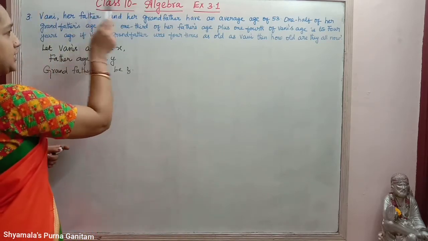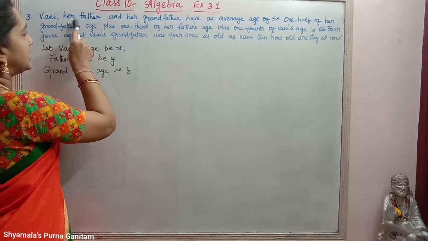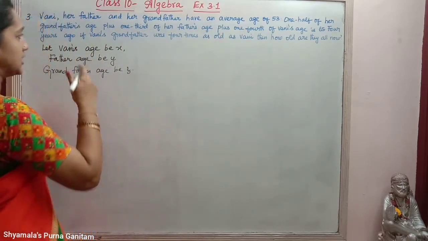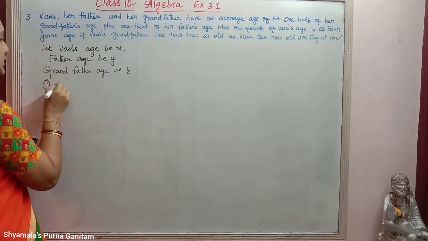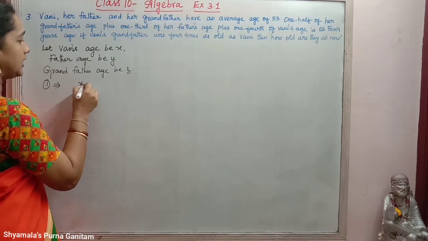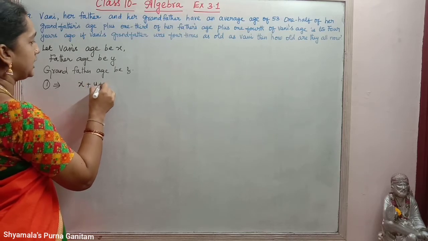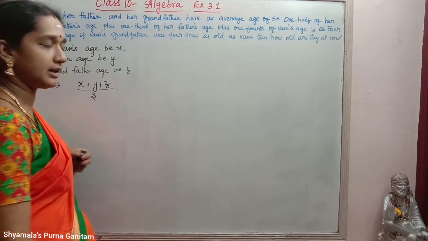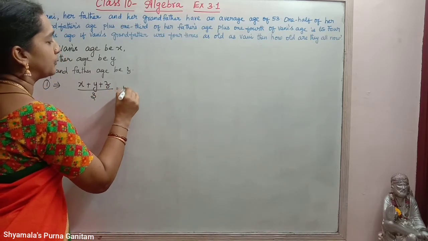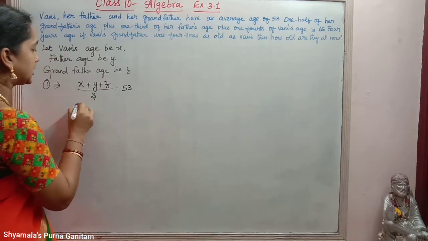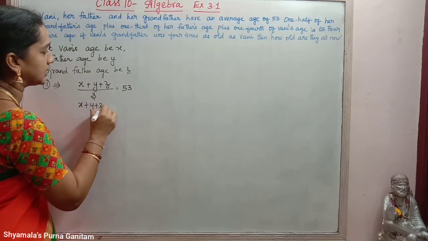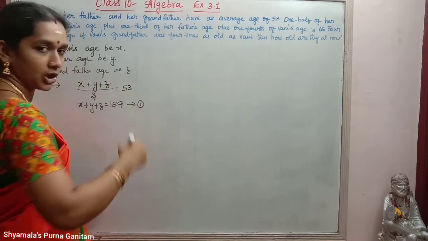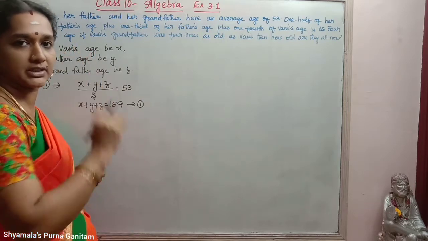Then the first statement is Vani, her father and her grandfather have an average age of 53. So according to the first condition, Vani x, father y plus grandfather z, average. When we find the average, it has to be divided by 3. Average age of 53. So x plus y plus z is equal to 159. So this is the first equation.